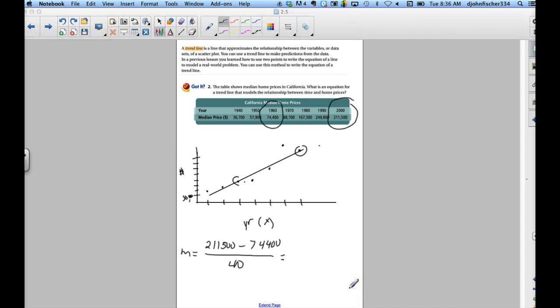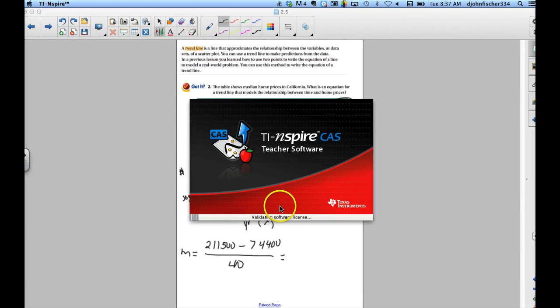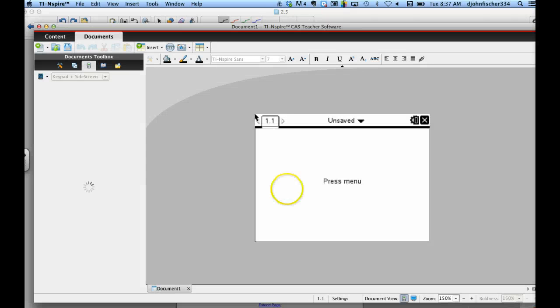Give me a second, because we're going to use the calculator on the next problem anyhow, so we need it out for future problems. Okay, so here's my calculator, I think. Still thinking.